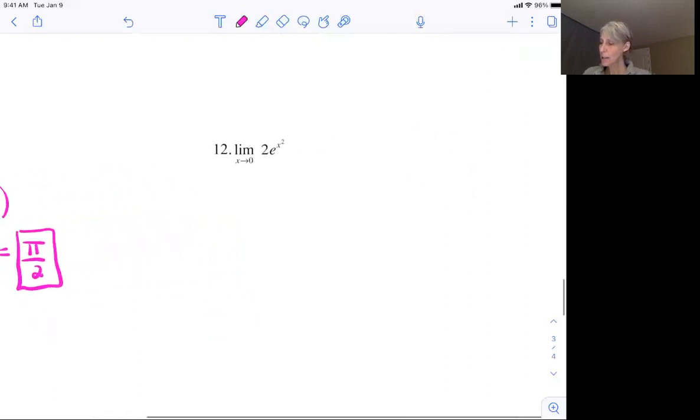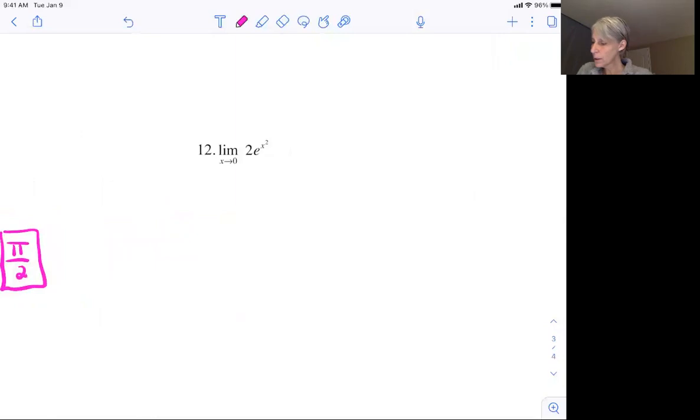And in our last example, number 12, the limit as x approaches 0. I'm going to plug in 0 for x. E to the 0 is just 1, so I have 2 times 1, and my answer is 2.